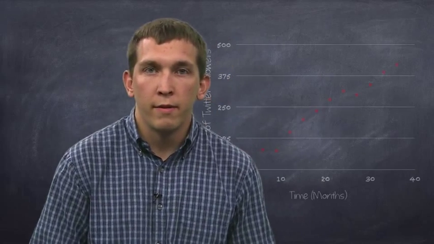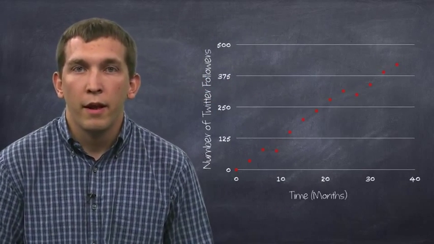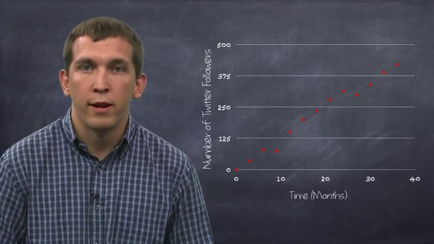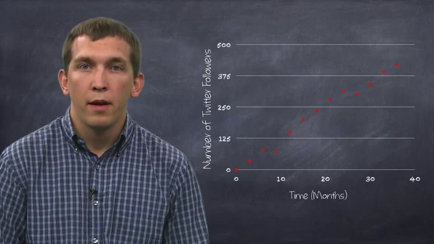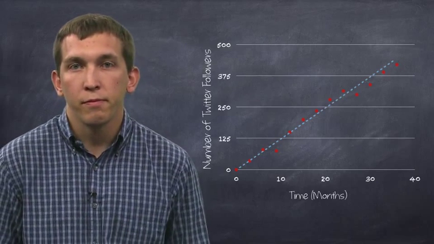When I teach this, I like to use graphing paper and a straight edge. Let's say that you've given your students some data representing the number of Twitter followers in time. In order to find an approximation of the line of best fit, have the students place the straight edge so that about half the points are above their line and half are below. In this particular example, my regression line appears to be here.